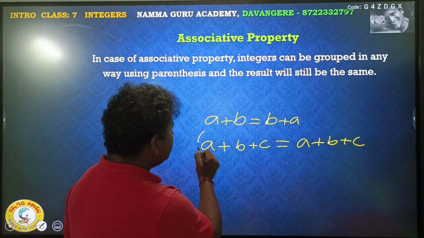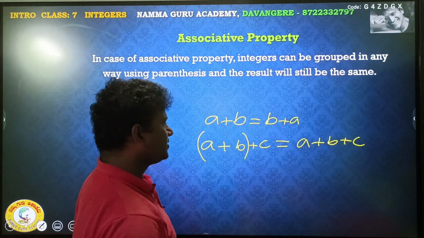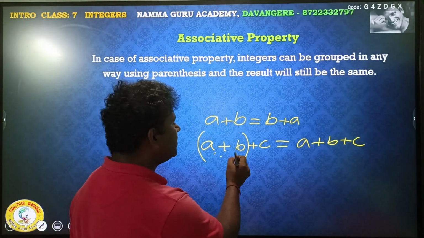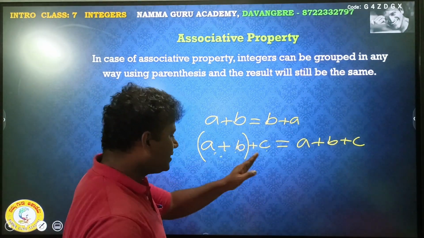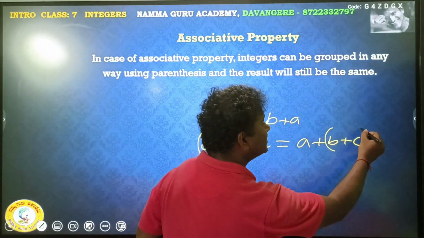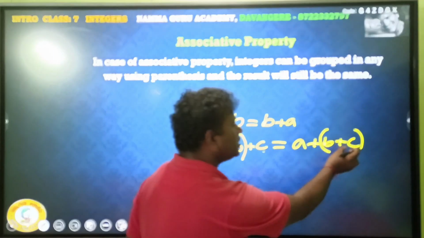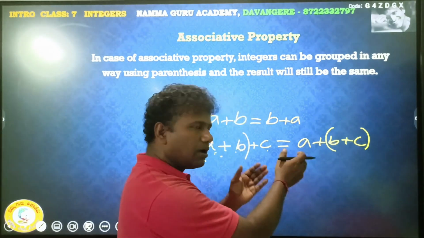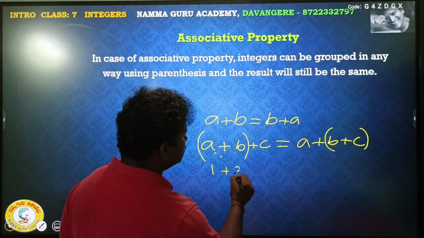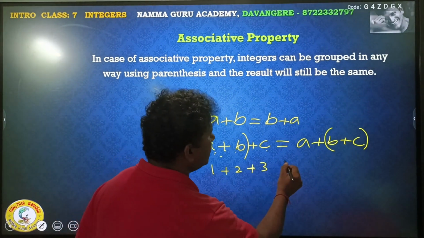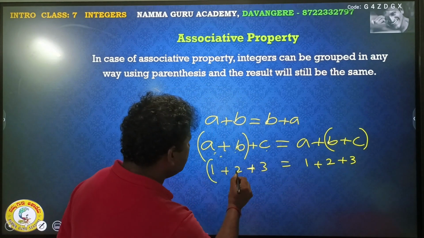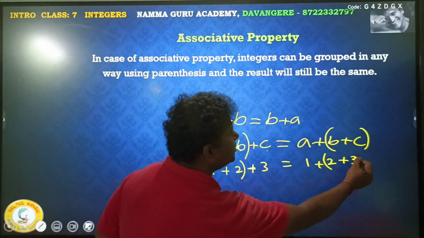Here, if you group the first 2 numbers and add them, then add the third number, the answer will be the same. Or if you add the second and third numbers, and to that answer you add the first number, the answer will be the same. I give an example. 1 plus 2 plus 3. Here also 1 plus 2 plus 3. First we shall group these 2 numbers. Here we shall group these 2 numbers.